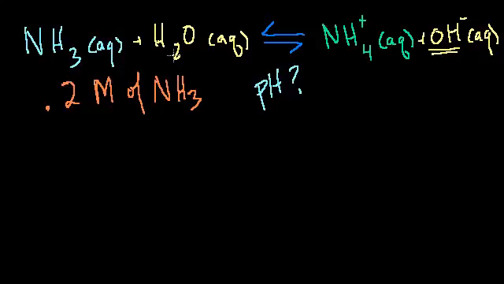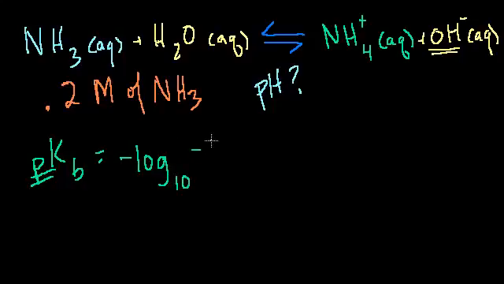I went to Wikipedia, and you can look up, they have a little chart for almost any compound you look for, and they give you the pKb. You see that P there, that just means it's the minus log base 10 of the equilibrium constant, and they give that as being 4.75.